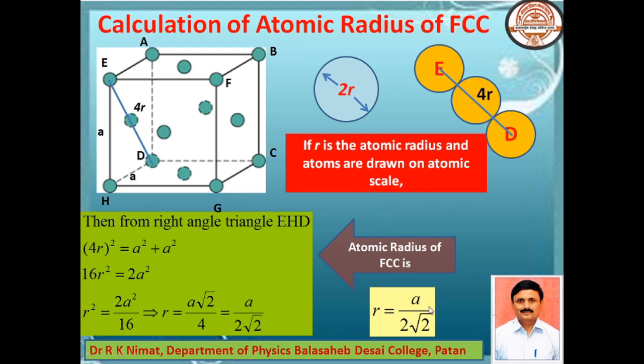That is how you can calculate the atomic radius of the face centered cubic, which is r equal to a divided by 2 root 2.